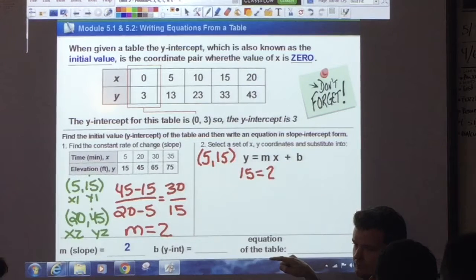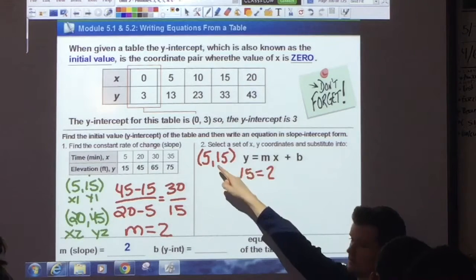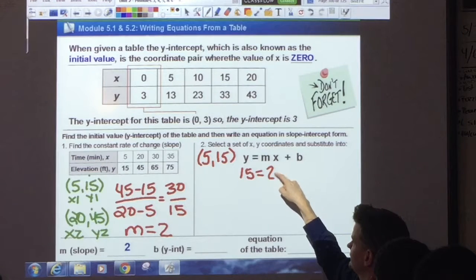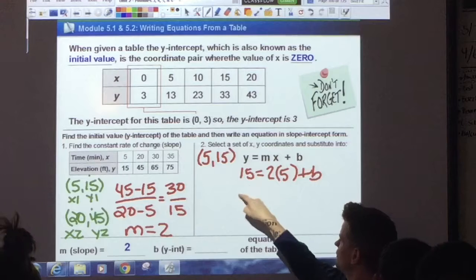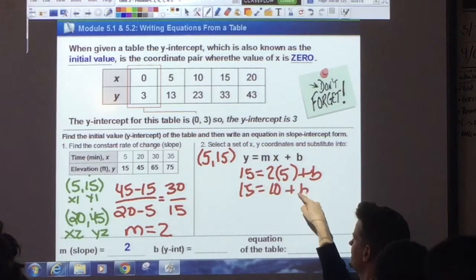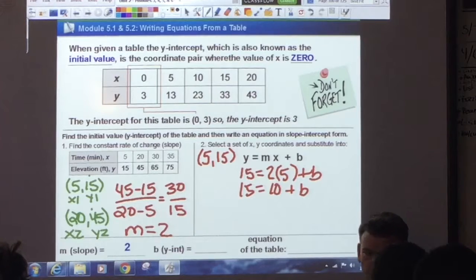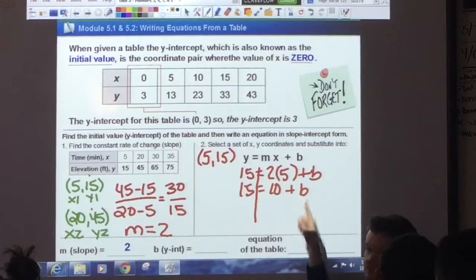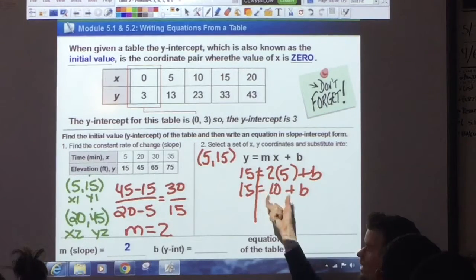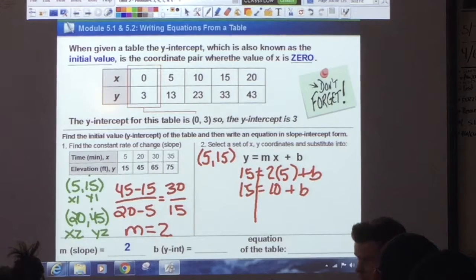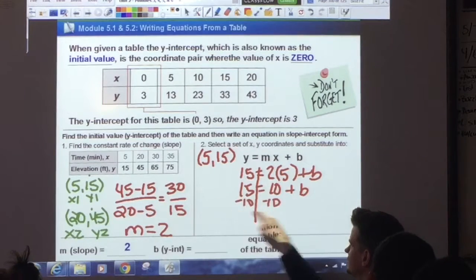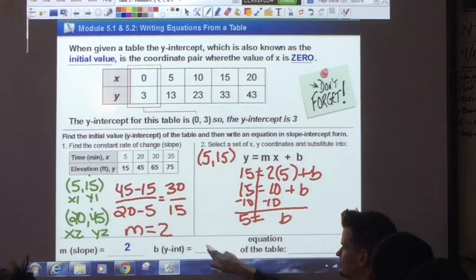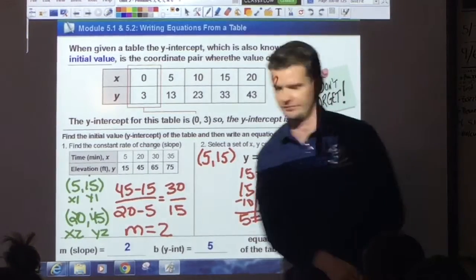What's my x? You picked it already. Okay, 5. So 15 is equal to 2 times 5 plus b, which is 10 plus b. I want to get b alone. So, Julio, what do I do to get b alone? I don't multiply. I have 15 is equal to 10 plus b. I need to get the b alone, so I have to get rid of the positive 10. How do I get rid of a positive 10? I subtract. So I subtract 10 from both sides. And that gives me 5 is equal to b. So my y-intercept is 5.